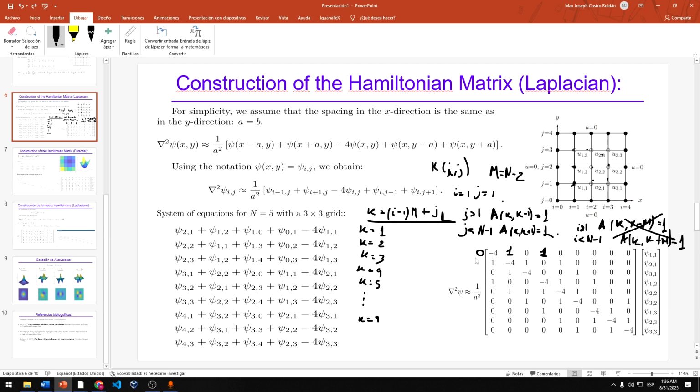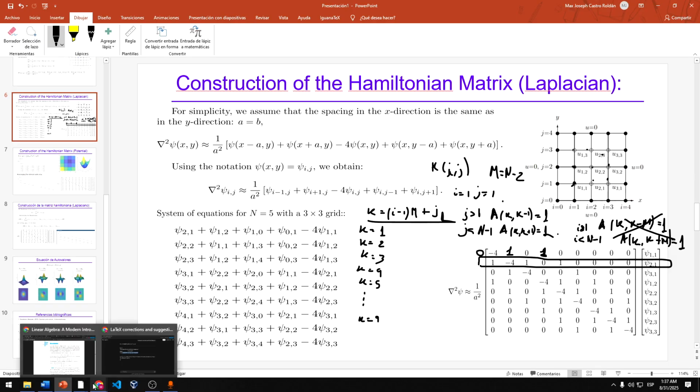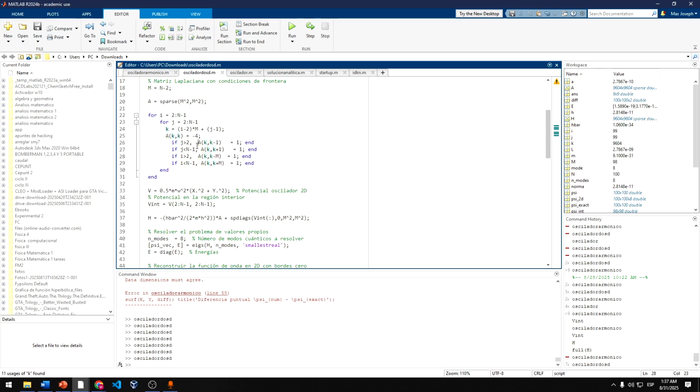Tendríamos que hacer lo mismo para armar la segunda fila, el espacio fila. Y así con I igual a 1 y J igual a 3, I igual a 2 y J igual a 1, I igual a 2 y J igual a 2, I igual a 2 y J igual a 3, y así hasta conseguir los 9 sistemas de ecuaciones. Más que nada, armar este tipo de matriz. Eso es lo que quería enseñar con este método.